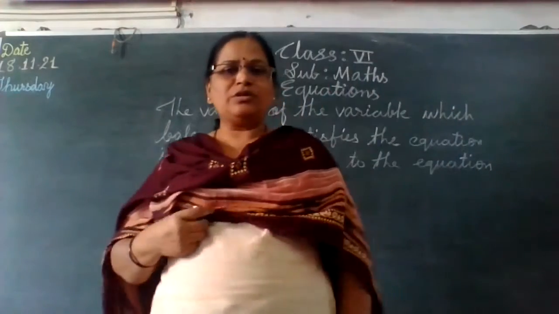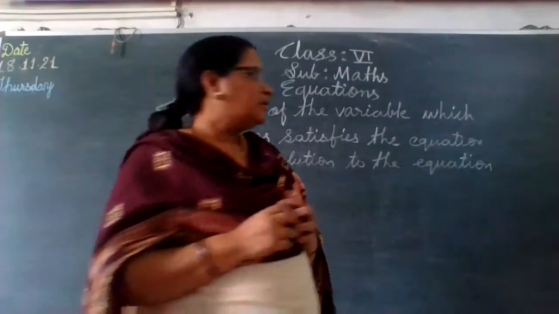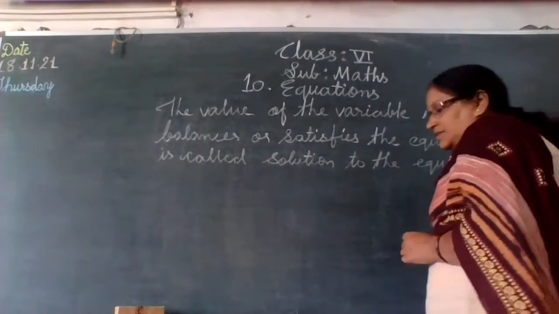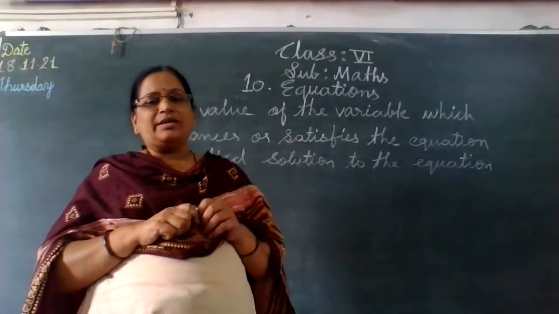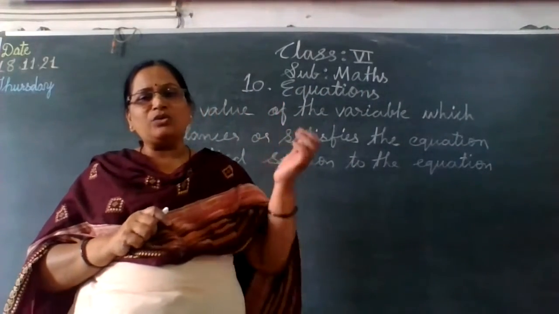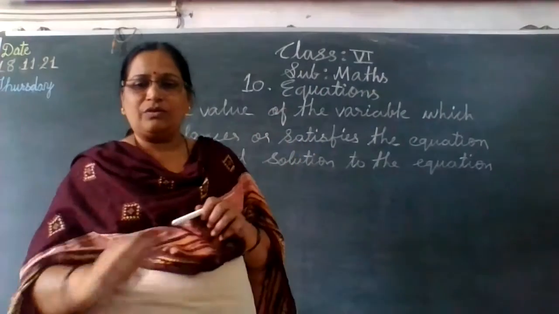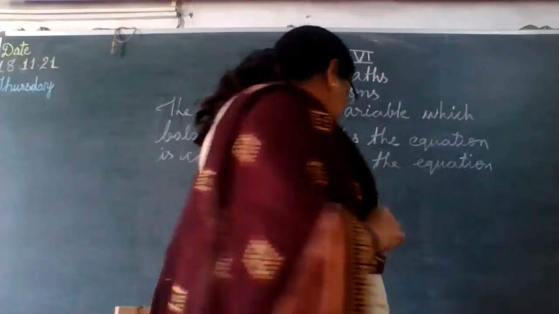So what is the solution to the equation? It is the value of the variable by which you balance the equation, meaning the left hand side is equal to the right hand side. And the variable is the unknown quantity which we involve in an equation. So let's see how to solve the equation.